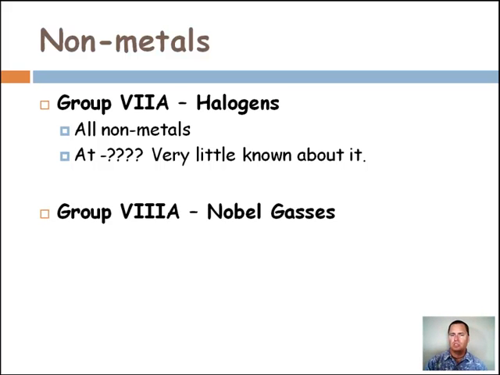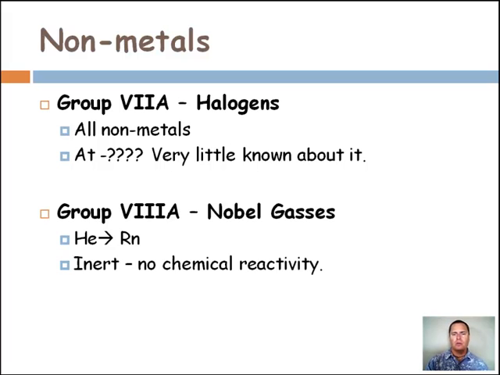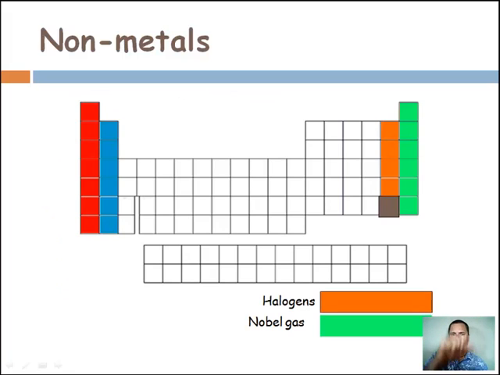Next to the halogens are our group 8A, or the noble gases. Okay, this is from helium to radon. These guys are inert, meaning no chemical activity, meaning they don't react with other chemicals. Scientists have got them to react in the lab, okay, with each other, but other than forcing them, they're pretty unreactive. Okay, they're what we consider to be a completely stable atom. So if we look at our periodic table here, here are the halogens, and here are our noble gases, on the far right-hand side.